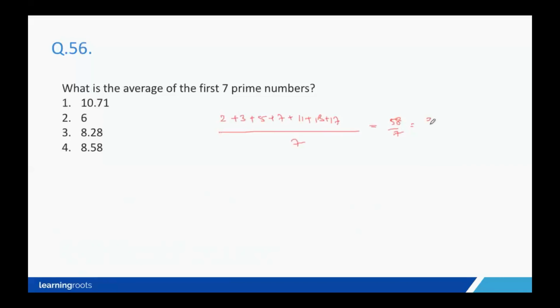58 by 7 comes out to, 7 8s are 56, almost 8.3, something just lower than 8.3. So 8.28 is the answer for this question. Right, again, fairly simple.